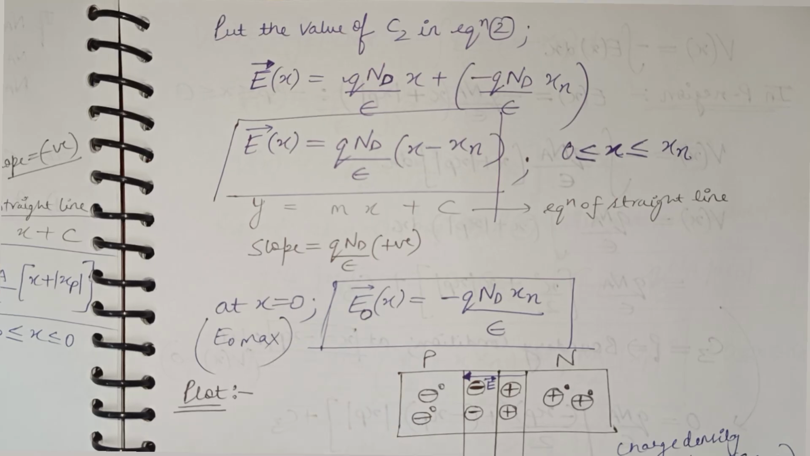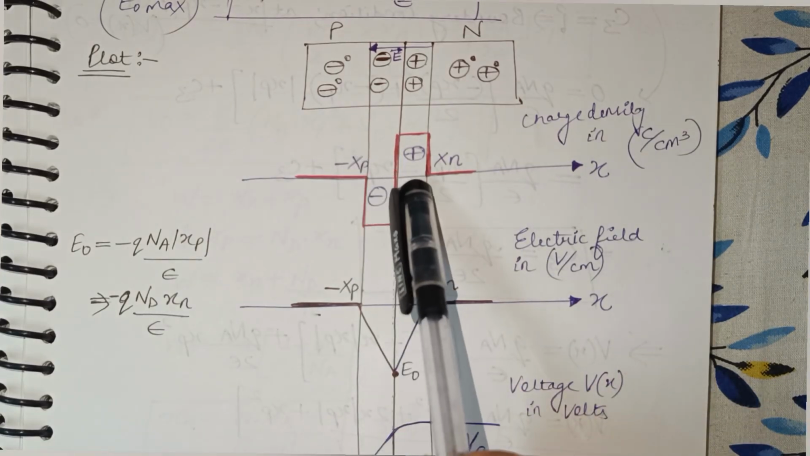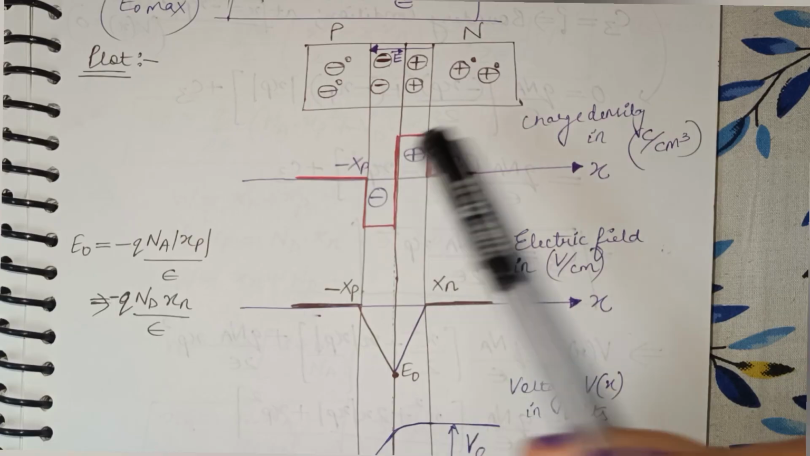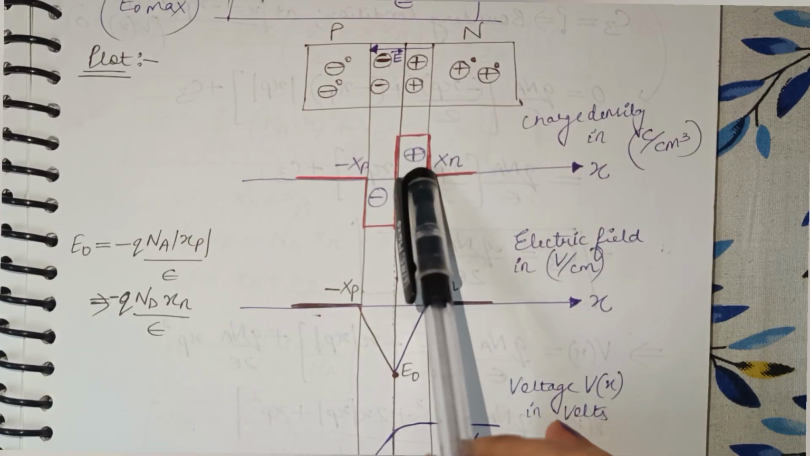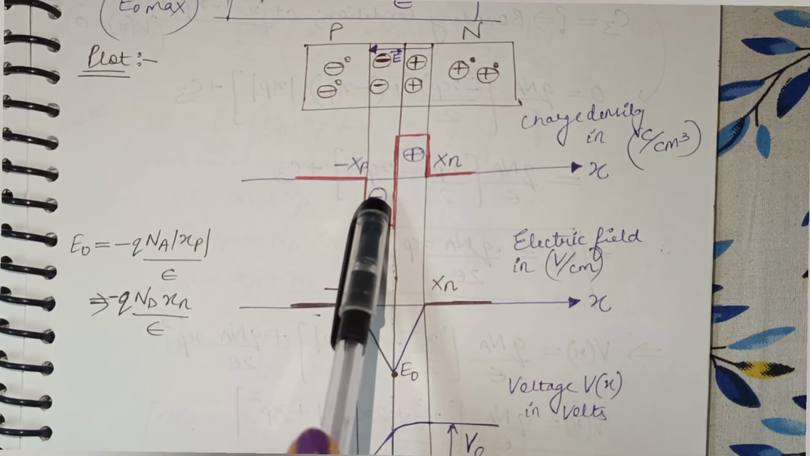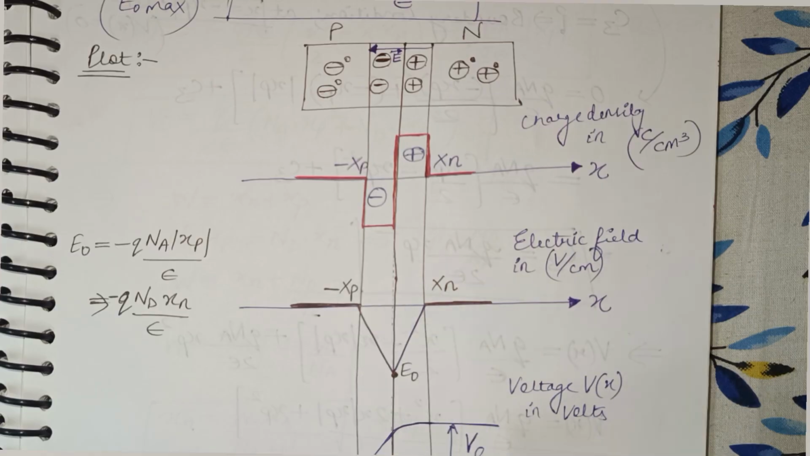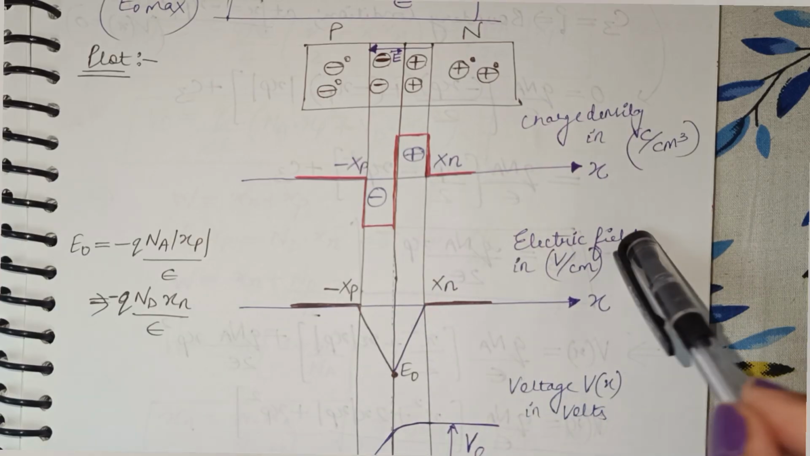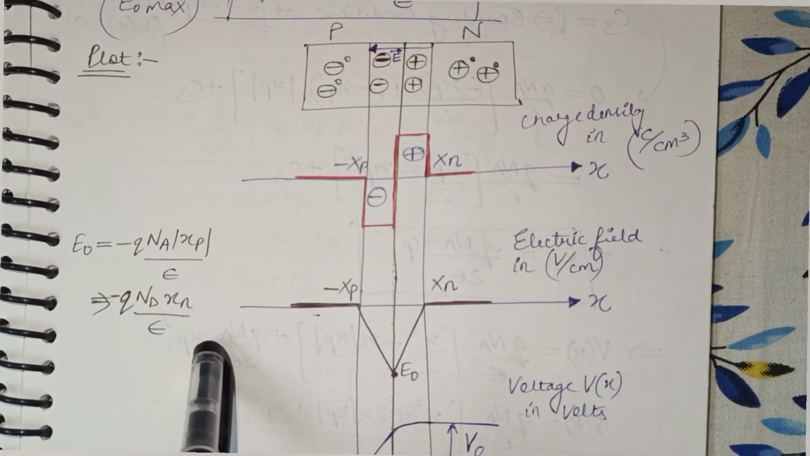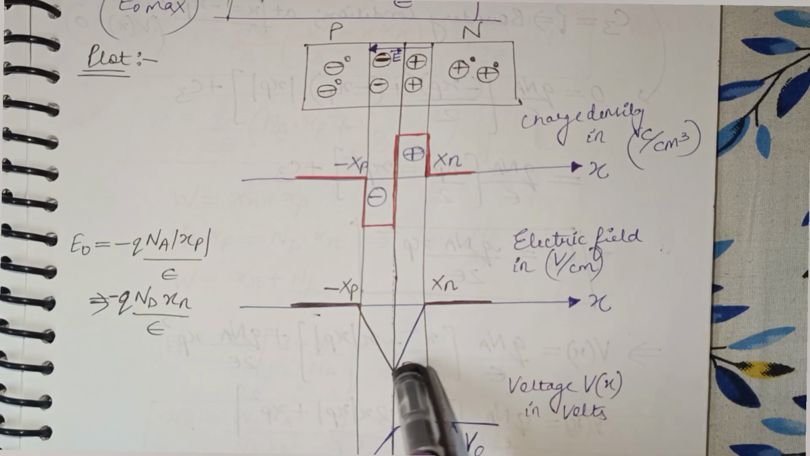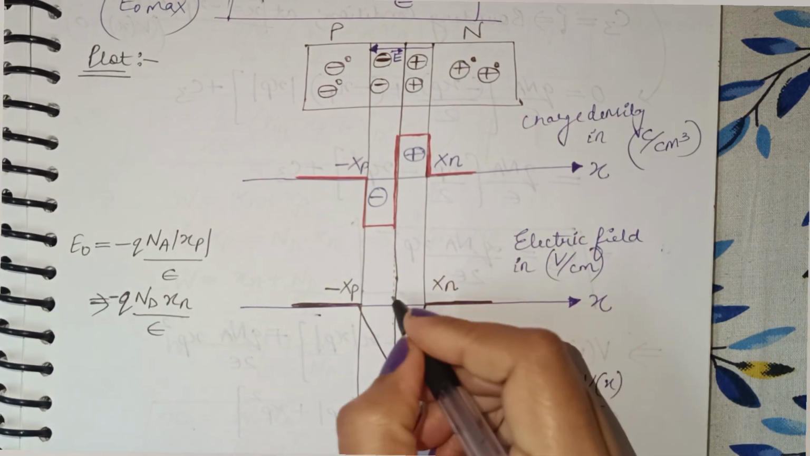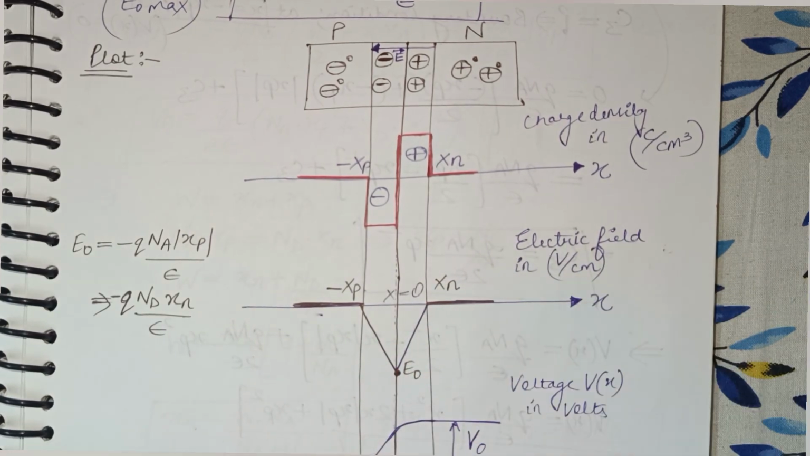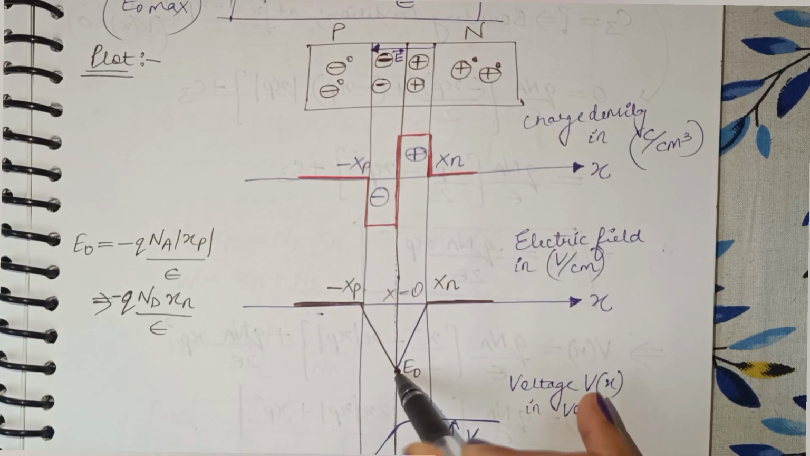So what does the plot look like? This is the summary. We need to see the plot to understand it fully. So first one is the charge density plot. We have already seen it. Here it is plus, here it is minus. Now we need to see the electric field curve. We can also derive it when x is equal to 0. This point is x is equal to 0, and this is our maximum electric field.